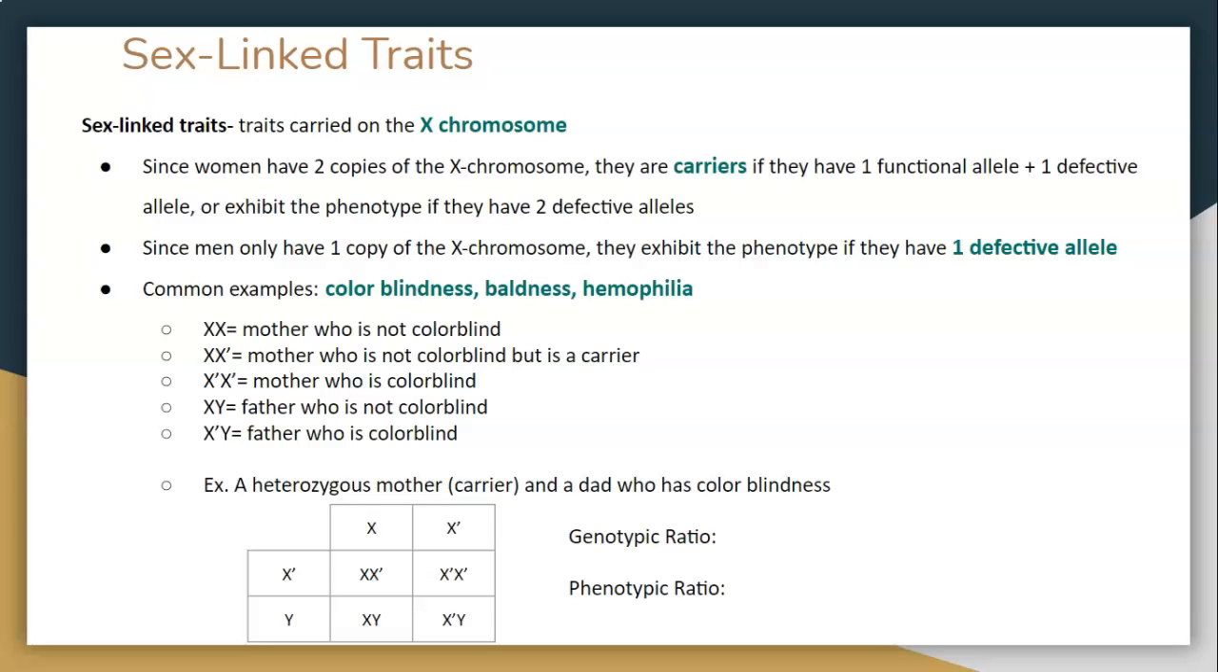chromosome. Now, men are XY, right? So they only have 1 copy of the X chromosome. So they cannot be carriers because if they have a defective allele, they have to show it because they don't have a second X to hide away that defective allele. So biological females can be carriers because they have 2 copies of the X chromosome, but biological males can only either have the trait or not have the trait because they only have 1 copy of the X chromosome. Some examples here are like color blindness or going bald or hemophilia, which is a blood clotting disorder.